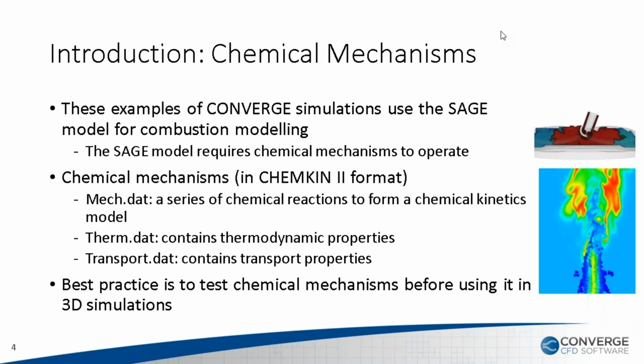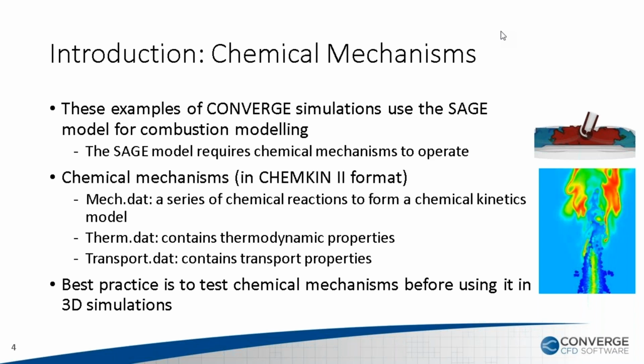The first one is mech.dat. It basically contains a series of chemical reactions that form a chemical kinetics model of the fuel that you are trying to simulate. In this mech.dat file, we also have a list of species as well as a list of elements. Then we have therm.dat, which contains all the thermodynamic properties of the species that you have in mech.dat, and it's in the NASA 7 format. And if you are using a species diffusion model, then you need to provide transport.dat as well. This contains the transport properties of the species.